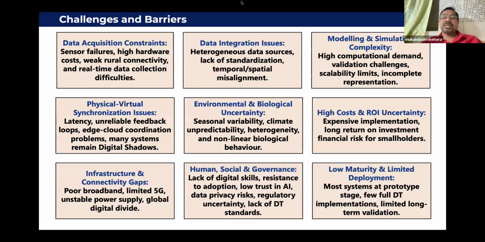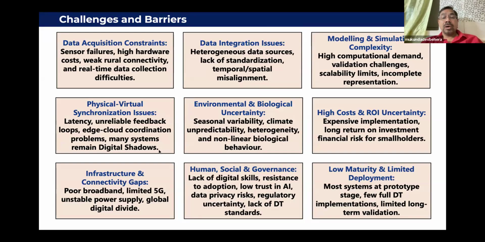So the challenges and the barriers. In terms of the challenges, data acquisition constraints. We can have sensor failures. We can have hardware cost. High hardware cost is there. Weak rural connectivity and real-time data collection difficulties. We can have other challenges such as data integration issues. There could be challenges in terms of modeling and simulation complexity. We can also have physical and virtual synchronization issues.